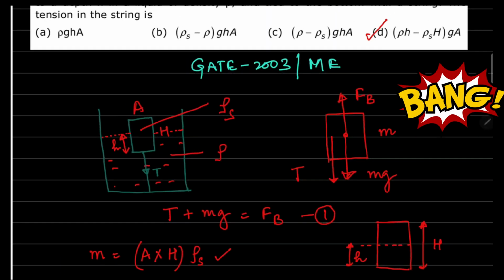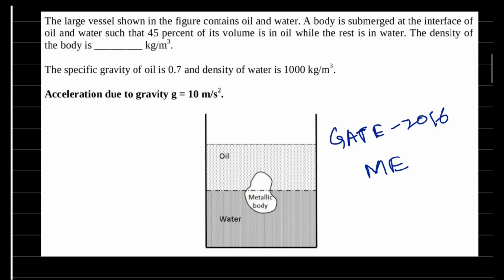That's your right answer. Now let's move to another problem which appeared in the GATE 2016 Mechanical Engineering paper. This question says a large vessel shown in the figure contains oil and water. A body is submerged at the interface of oil and water, such that 45% of its volume is in the oil, while the rest is in the water. The density of the body we have to figure out.